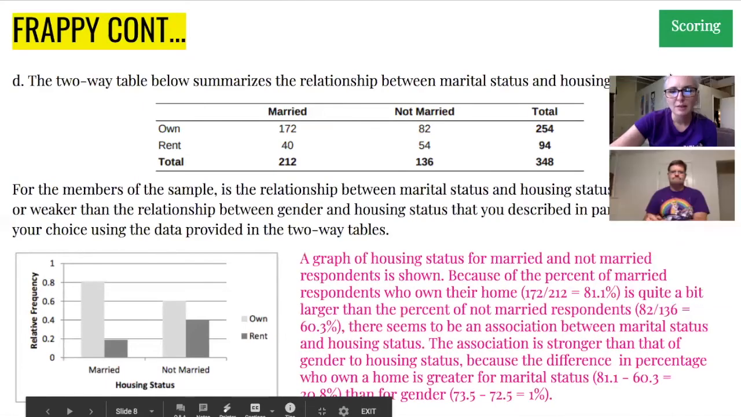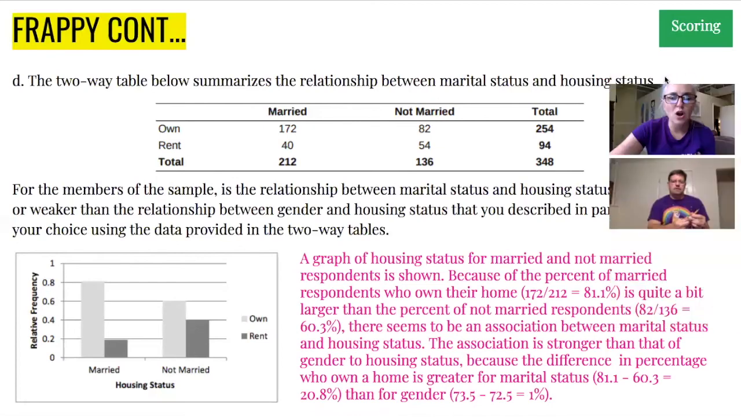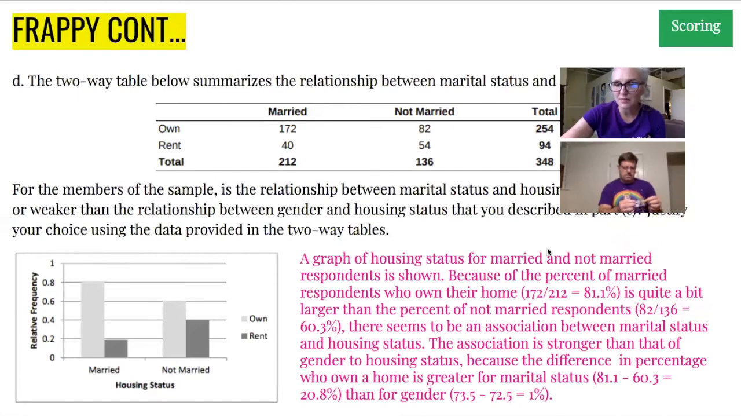Right. And so there's a lot of words that you can use here. Make sure you actually answer the question, which is that stronger or weaker relationship. So you need to at some point address that question. The association is stronger than that of the gender because the difference in the percentage of owning a home is greater than blah, blah, blah. So you can kind of look to see what's written here. I'm going to take you over to the scoring and scroll through the scoring guide so that you have a chance to look at your work and decide how you did.